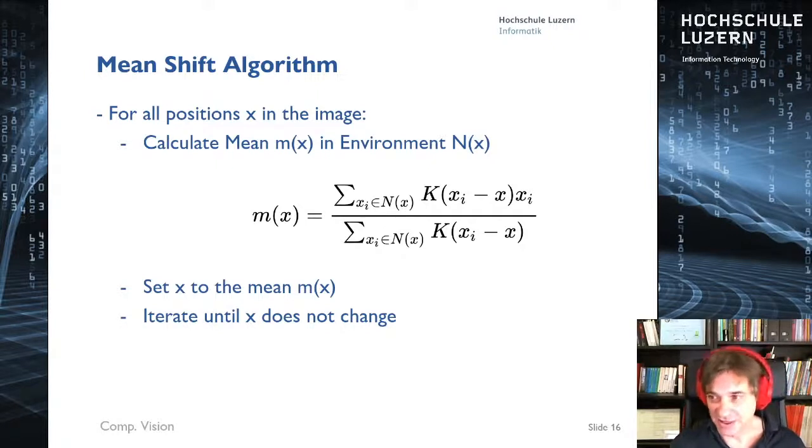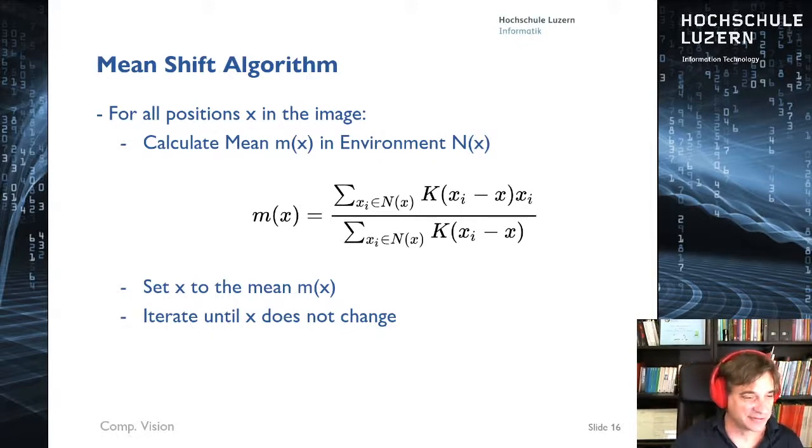So for the mean shift algorithm, what does this mean? The steps are as follows. We calculate the mean in an environment. That means we look at a specific neighborhood of a point x, and for the calculation of this mean, we use the kernel approximation that we have seen before. Then we set the point to the mean that we have just calculated, and we continue iterating by replacing x with the mean until x does not change.